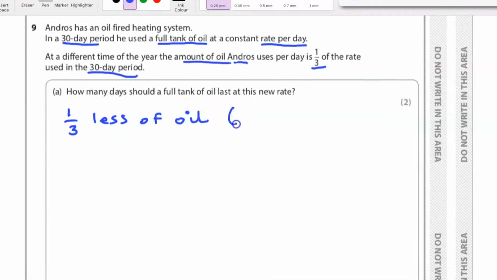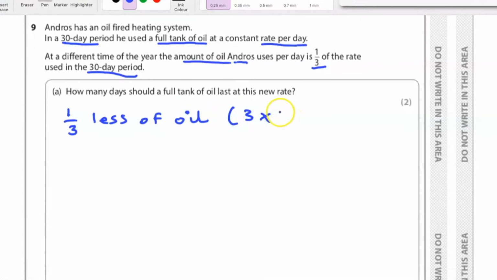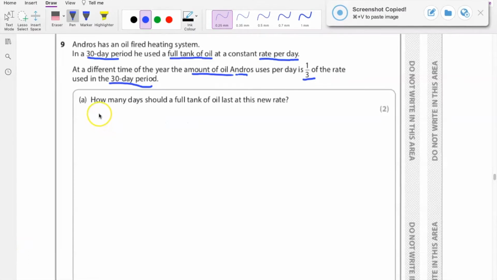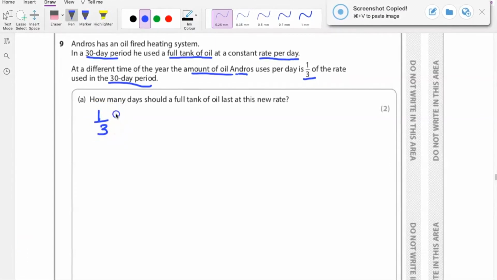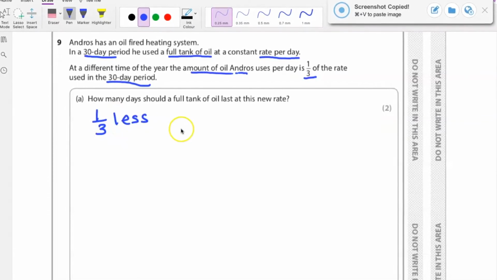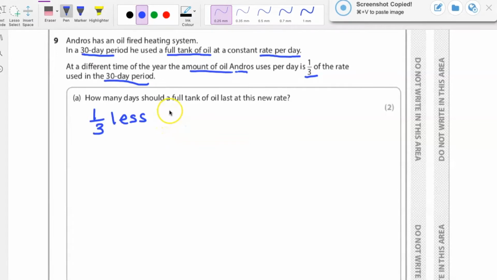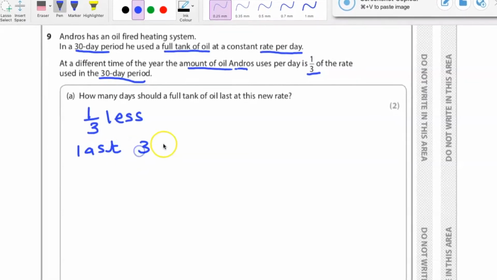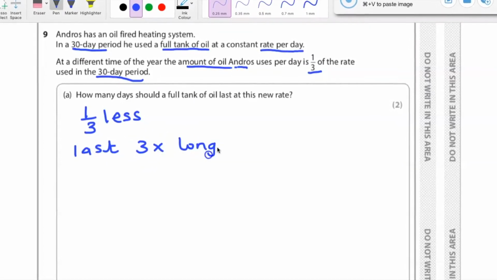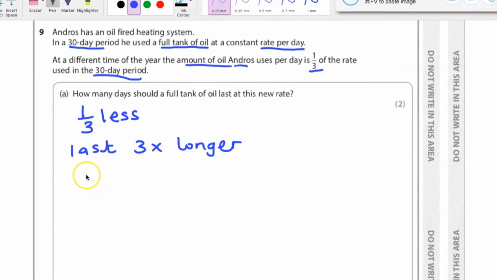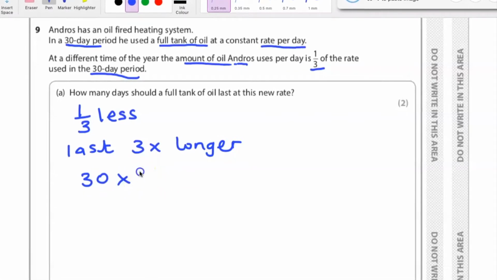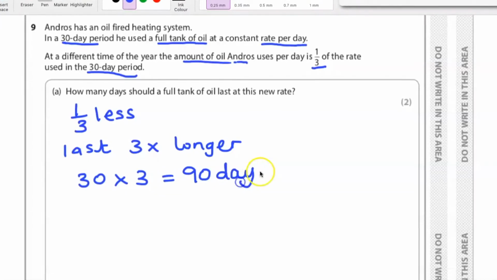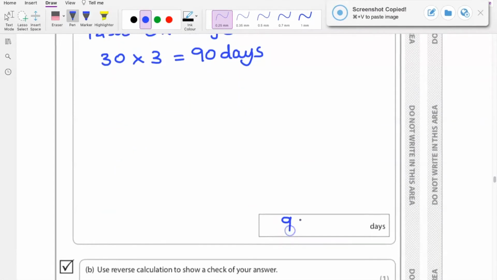So this will be 3 times. Since he used a third of the oil for the same period, the oil will last 3 times longer. Therefore, 30 times 3 equals 90 days.